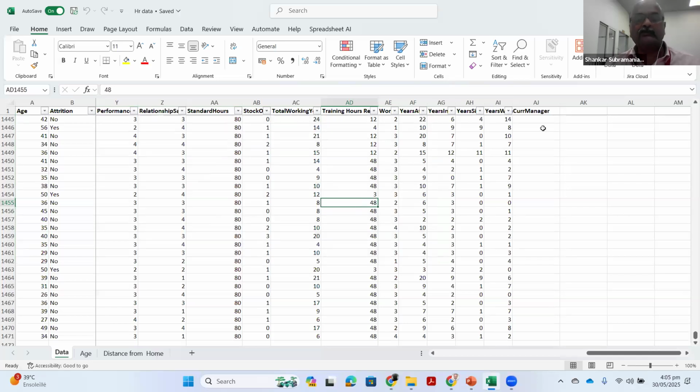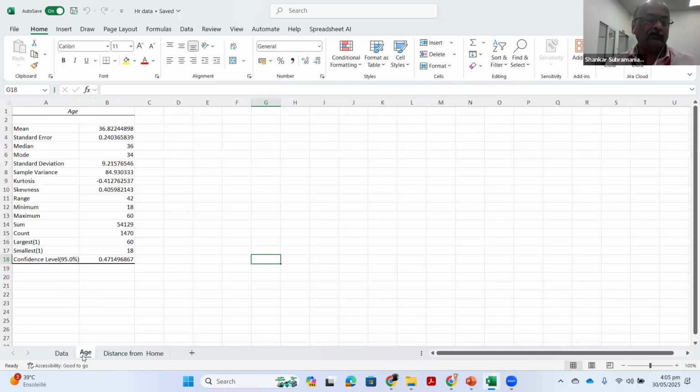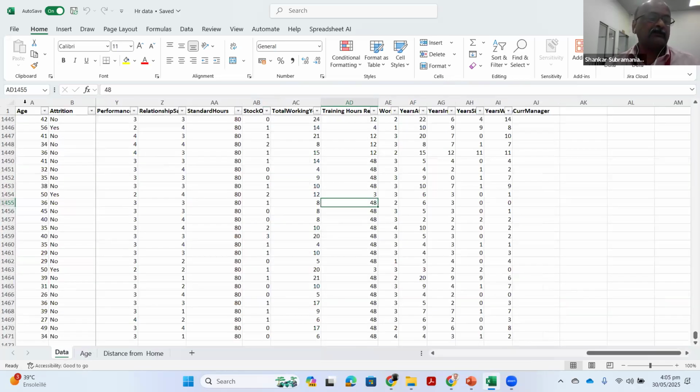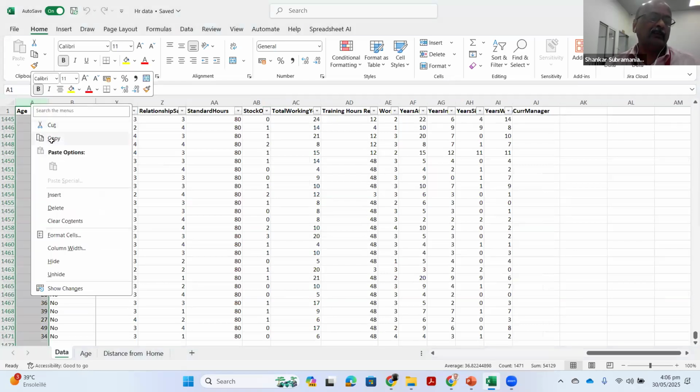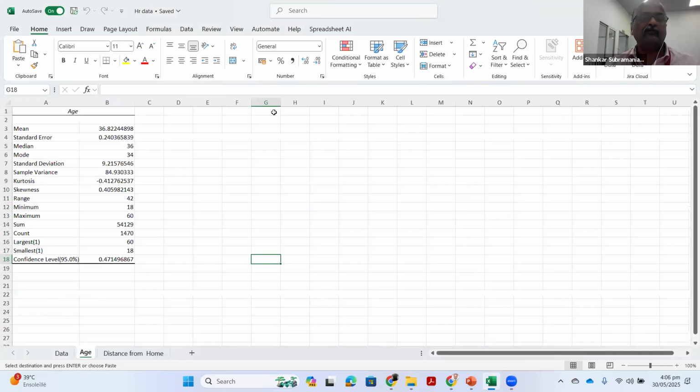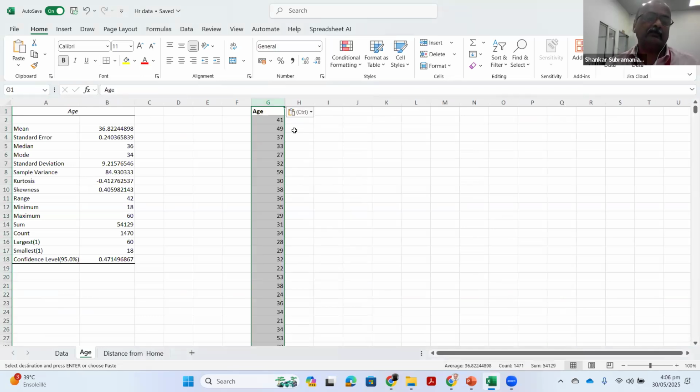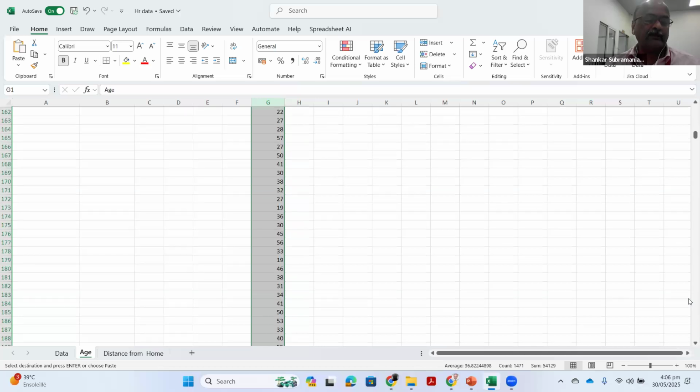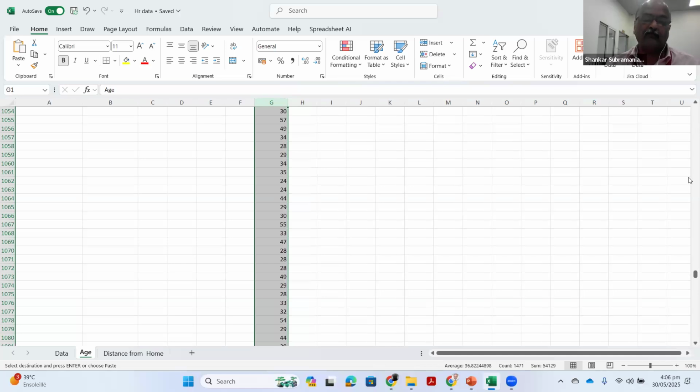Now, let's say I want to work on the age. So what I do is I can copy this to a new file. I'm just doing it purposefully so that it's very evident for you. Let's place the data here, the whole set. You should make sure that it's 1470. It's copied everything. Otherwise the answer will not be the same.